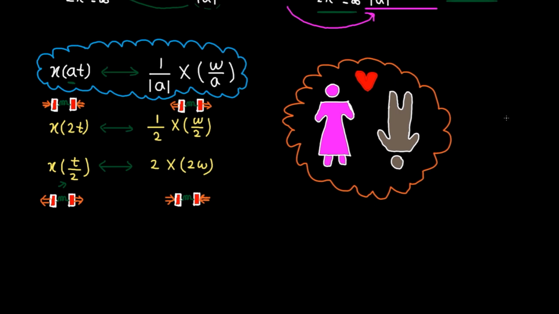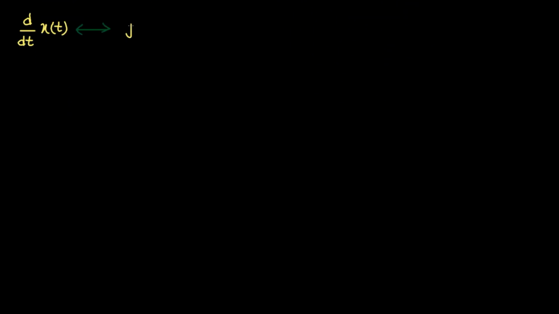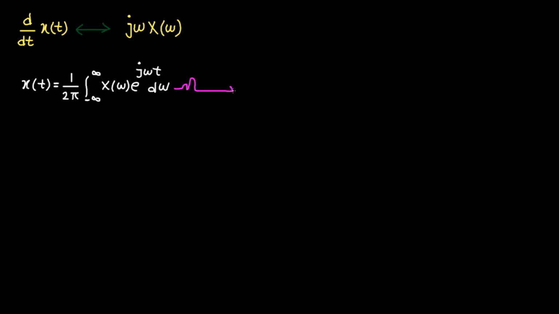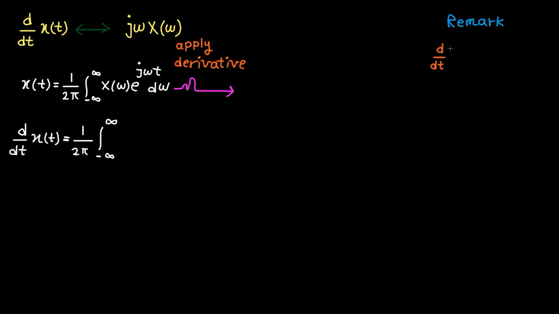Let's move on to the next property, time domain differentiation. To prove this property, I'm going to use the inverse Fourier transform integral. Now apply the derivative to both sides with respect to t. As we know, the derivative of this function, where a and b are constant, is this. Here we are applying the derivative with respect to t, but this is a function of omega and independent of t. So you can treat this term as a and also this term as b. So by applying the derivative, we get this.